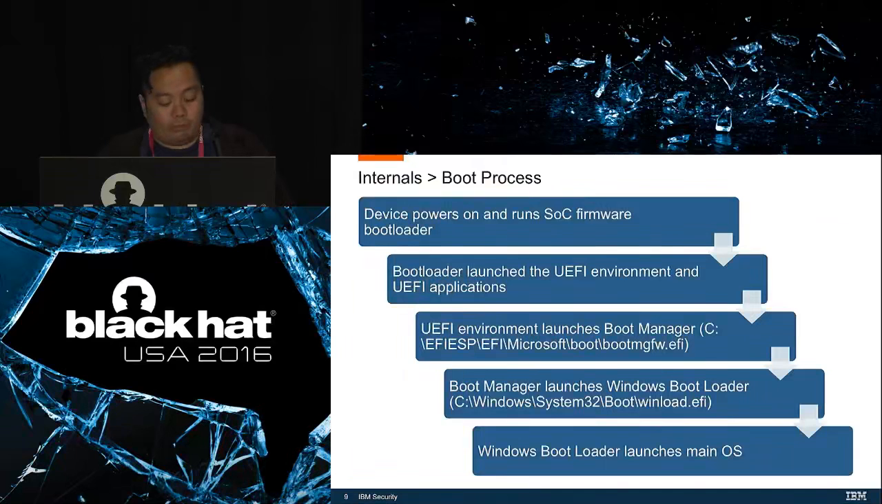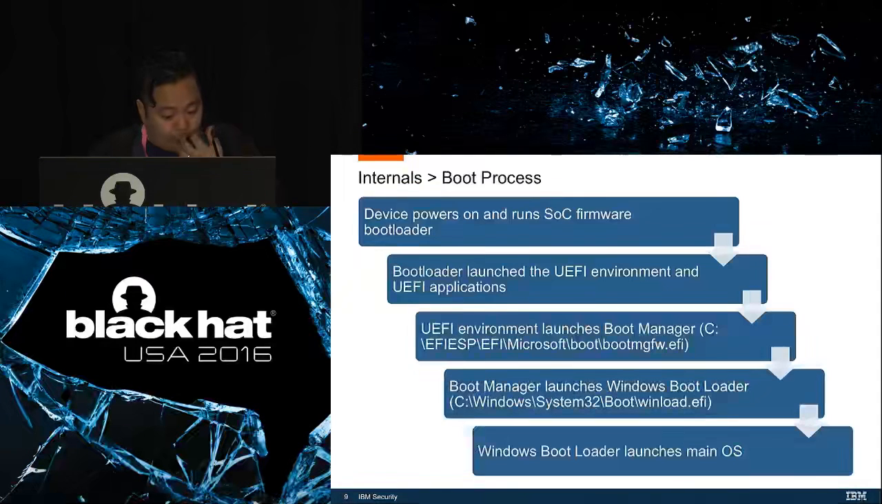So next we'll talk about the boot process quickly. This is a high-level illustration of how the boot process works in a Windows 10 IoT Core device. First, the device powers on and runs the system-on-chip firmware bootloader. And then this bootloader will launch the UEFI environment and the applications, if there are any.